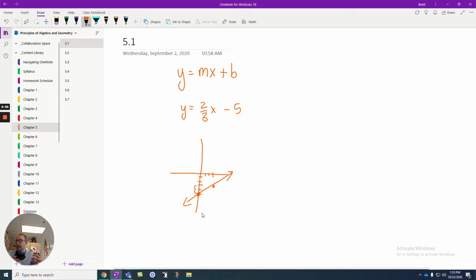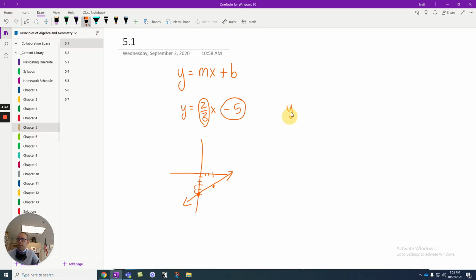Okay, so that was what we learned about in chapter 4. We learned how to use that version of the equation to graph. Our focus today is to build that version of the equation. Now, to build it, we need two specific things. We need to know what the slope is, and we need to know what the y-intercept is. But if we know those two things, we can build the equation pretty directly.